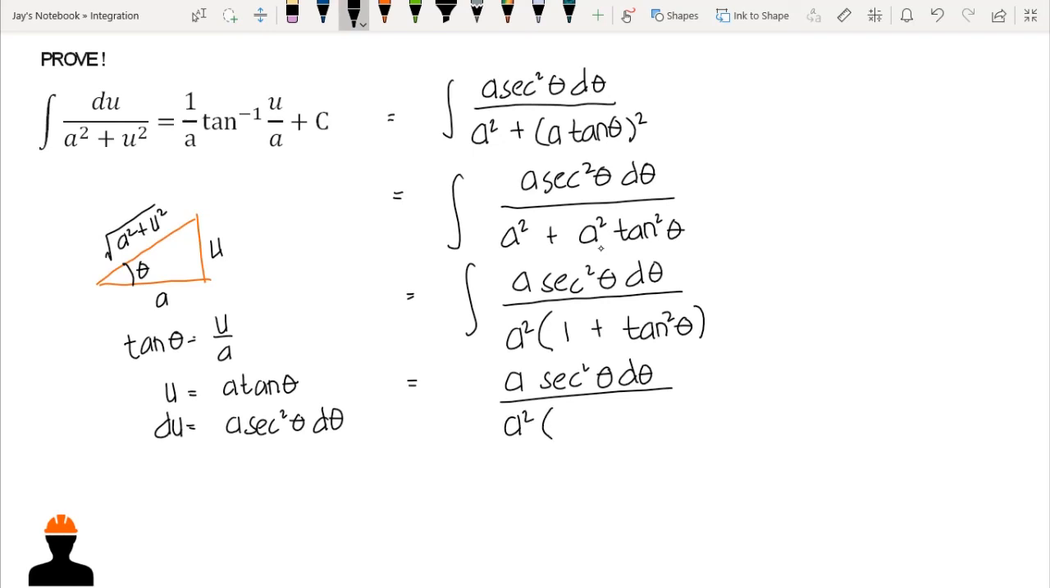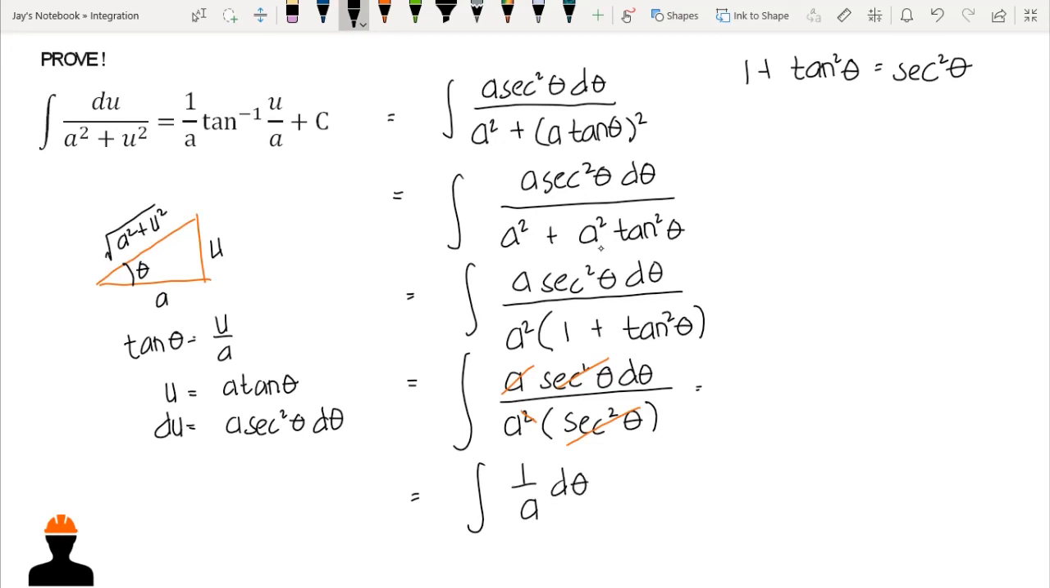Now we know that 1 plus tangent squared theta is equal to secant squared theta, a trigonometric identity. Then therefore this is secant squared theta. So in this case we can cancel out secant squared theta in the numerator and denominator, and the a here and the first a in the denominator, so the remaining would be 1 over a d theta, correct? So we have d theta and 1 over a.